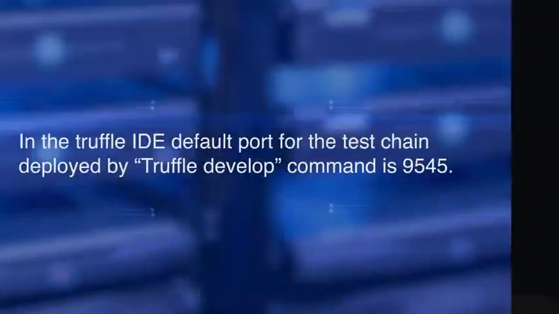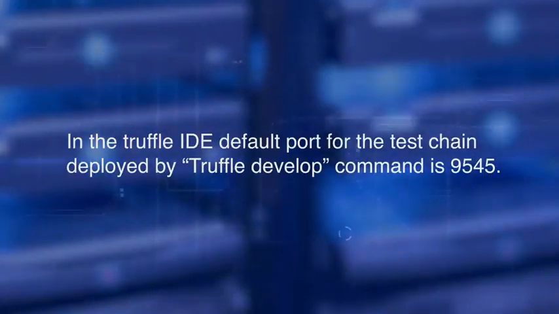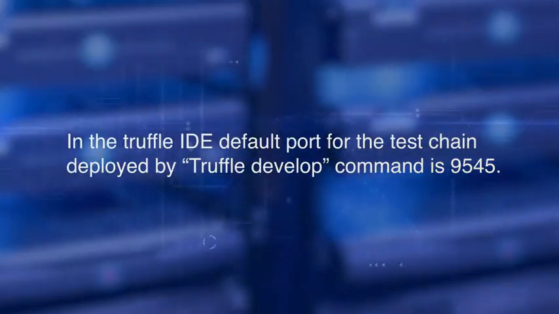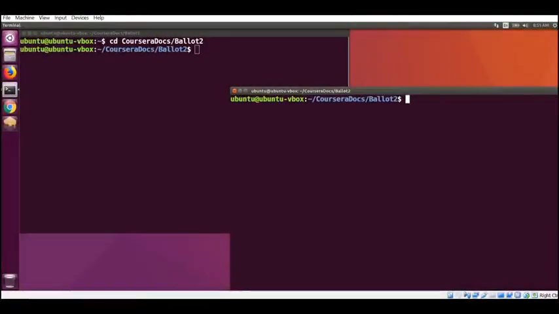Now let's see how we can link MetaMask to the blockchain server. In the Truffle IDE, the default port for the test chain deployed by the Truffle develop command is 9545. Account addresses are exposed through this port. Let's now link MetaMask to manage it for our DApp. In this demonstration, you learn how to set up a local private blockchain and the MetaMask Chrome plugin. MetaMask is a light node and a wallet that can be used to manage accounts and transactions for any Ethereum blockchain, including the mainnet, Ropsten, Rinkeby, and your own private blockchain.